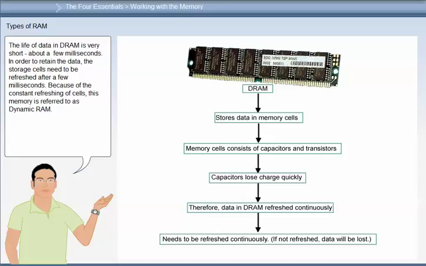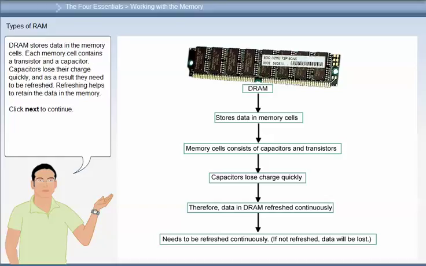The life of data in DRAM is very short, about few milliseconds. In order to retain the data, the storage cells need to be refreshed after few milliseconds. Because of the constant refreshing of the cells, this memory is referred to as dynamic RAM. DRAM stores data in the memory cells. Each memory cell contains a transistor and a capacitor. Capacitors lose their charge quickly, and as a result, they need to be refreshed. Refreshing helps to retain the data in the memory.